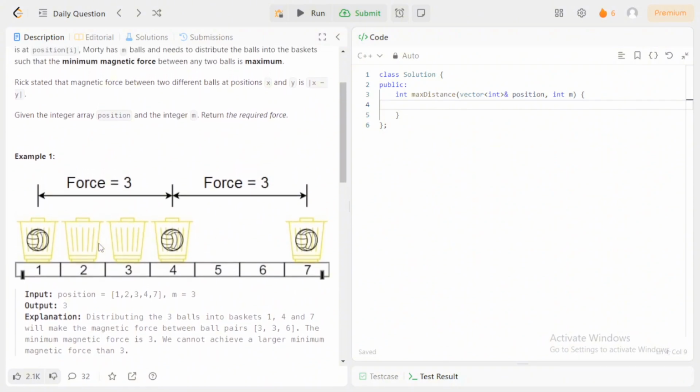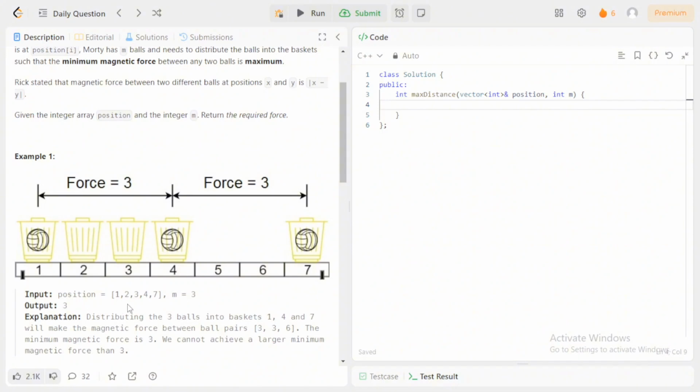In the example, positions are given as 1 2 3 4 7. It is not mandatory that it will be sorted, we have to sort it, of course. And m equals 3 here, so we have to place 3 balls. Now we can place 3 balls in such a way, like one here, here and here. So the minimum force will be between the balls at 4 minus 1 and 7 minus 4, which is 3. So we have to return 3 in our answer.